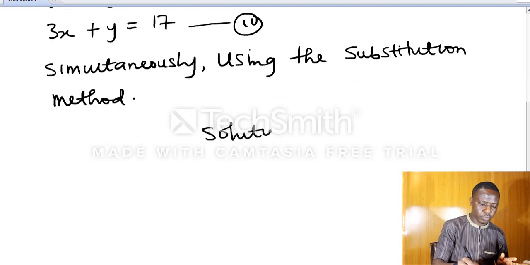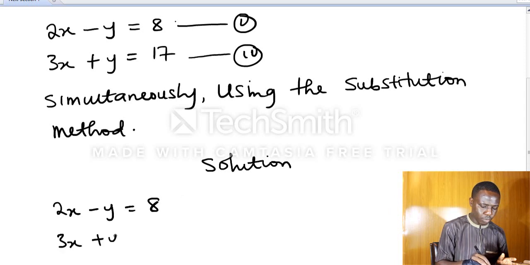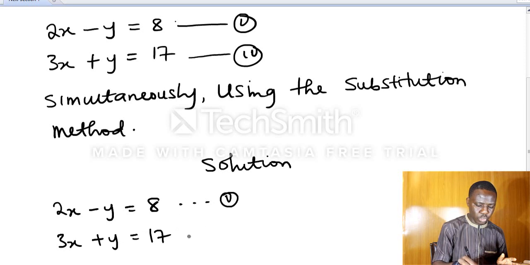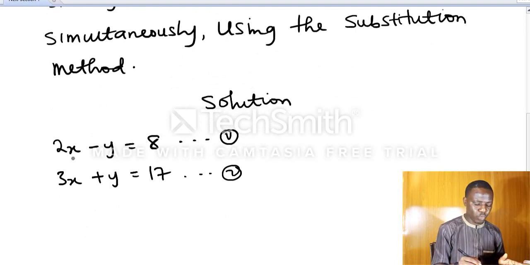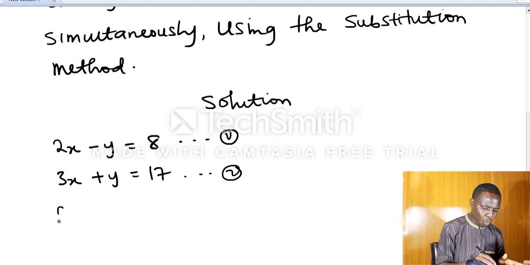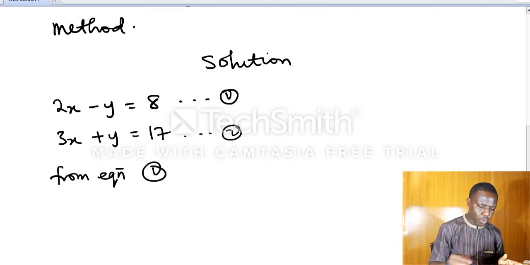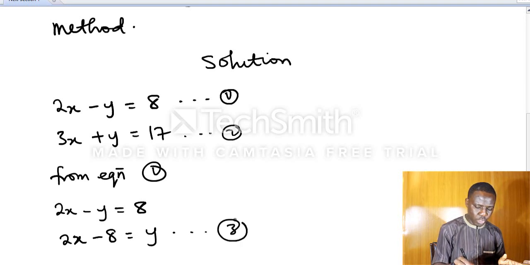Solution. I'm going to rewrite both equations. This is 2x minus y is equal to 8 and 3x plus y is equal to 17. Let me call this equation 1 and this equation 2. I'm going to make y the subject of the formula in equation 1. From equation 1, we have it that 2x minus y is equal to 8. This becomes 2x minus 8 is equal to y. Call this equation 3.